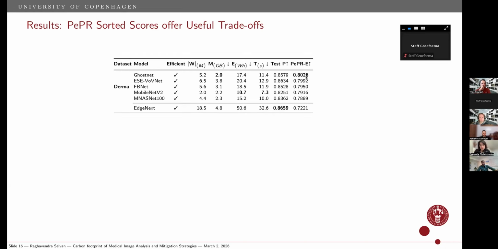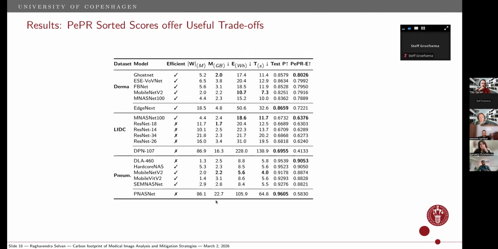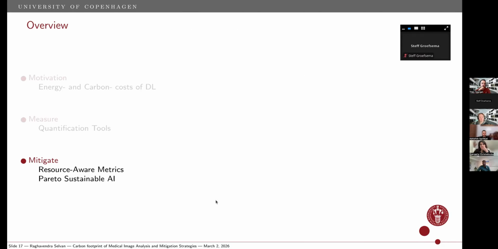But if you chose the model with the Pepper, it gives you the model with the best trade-off. It's not giving you the most energy efficient model, but it is offering the best trade-off, sort of a Pareto optimal solution between energy consumption and performance. And this trend holds across different tasks.